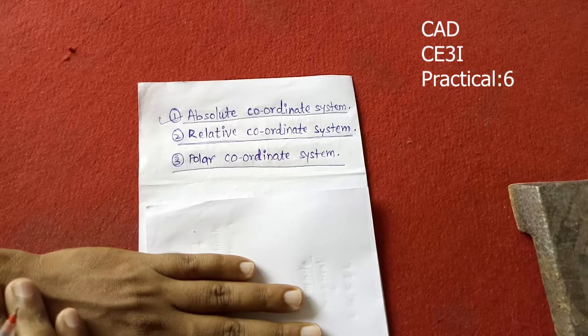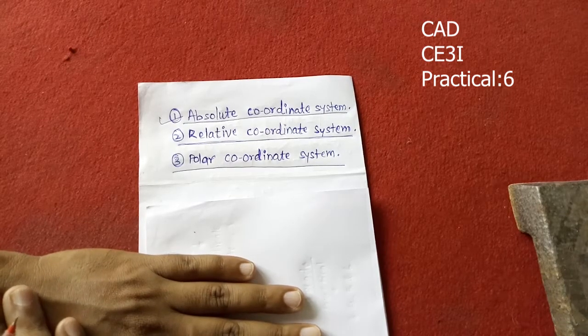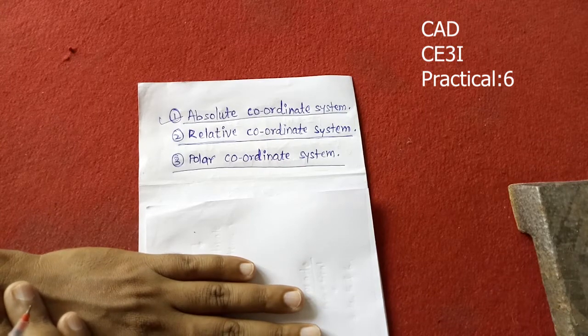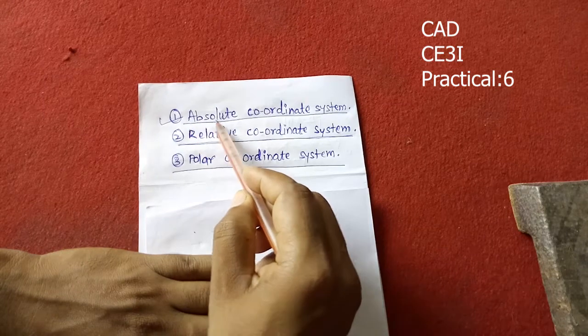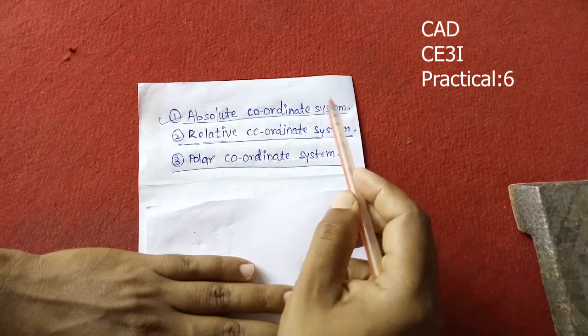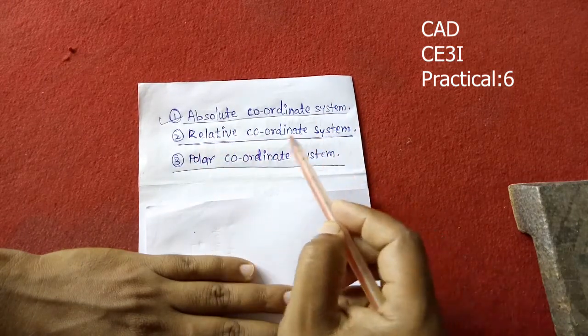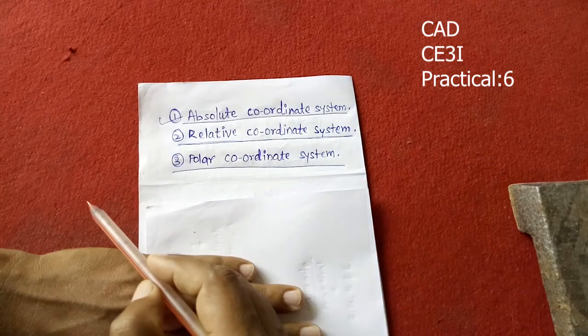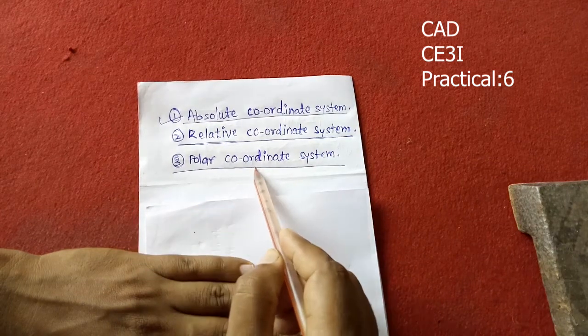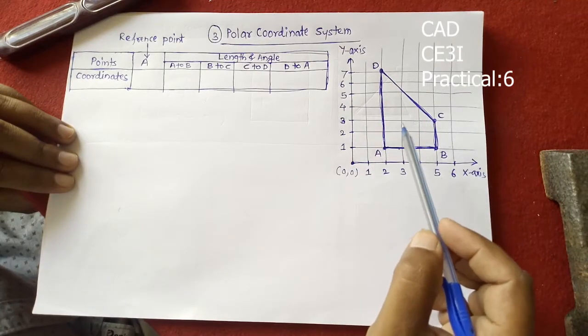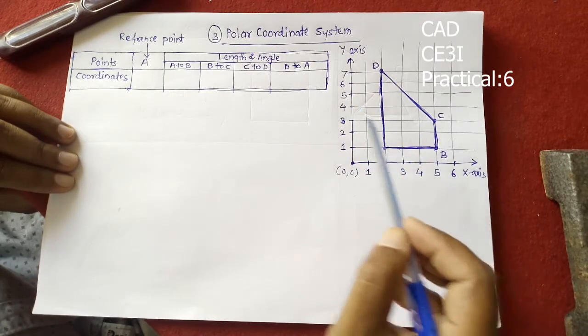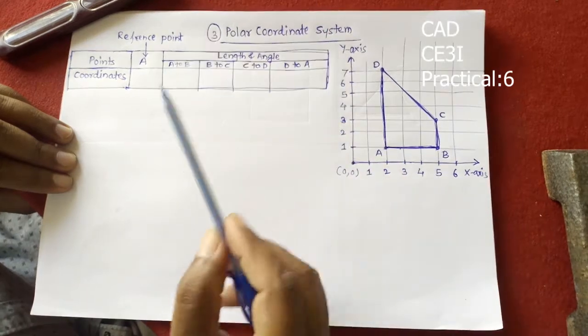Welcome back to the video lectures on AutoCAD. Till today we have studied drawing the object by using the absolute coordinate system and relative coordinate system. In this video lecture we are going to study drawing the object by using the polar coordinate system. So this is the object, and this object we are going to draw by using the polar coordinate system.